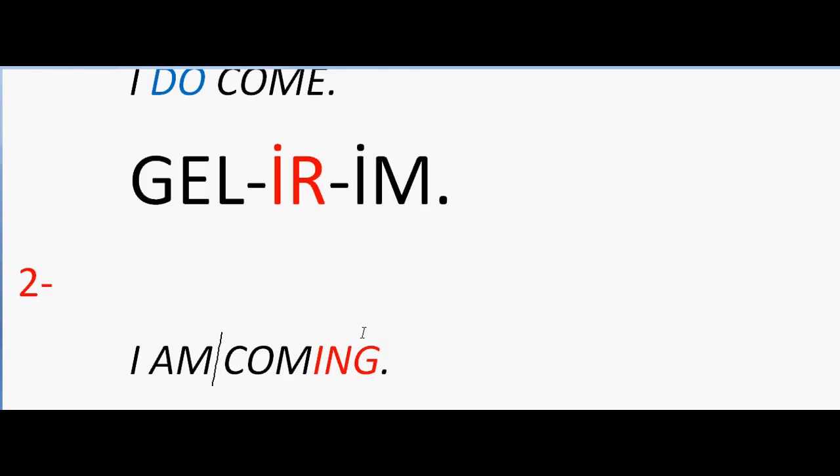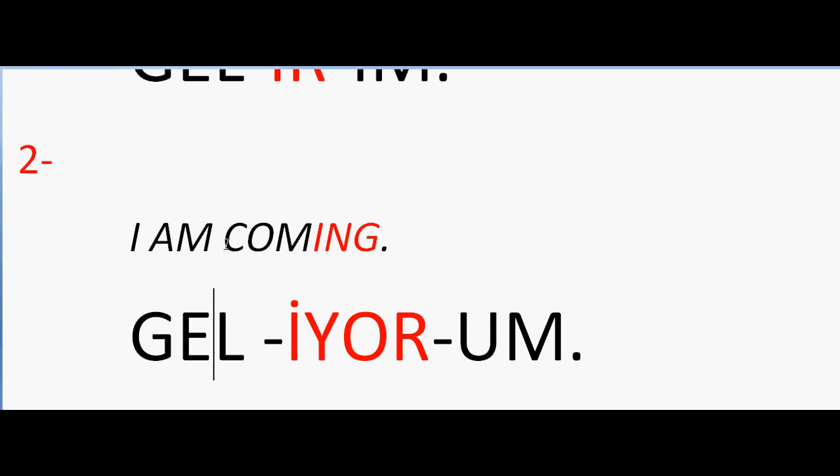So here for present continuous tense, I am coming. Here the ing form is the suffix of present continuous tense in English. For Turkish we use iyor. But of course, as I said at the beginning, we use the base form of the verb all the time to make sentences. So gel is the base form of the verb, which is come. After that comes iyor, and after that the suffix of the person. So geliyorum. This is the present continuous tense.